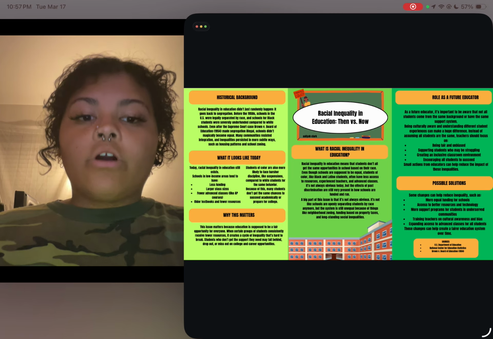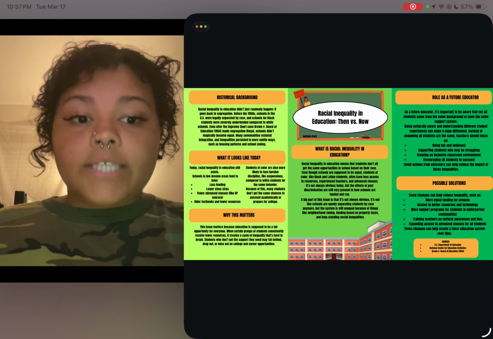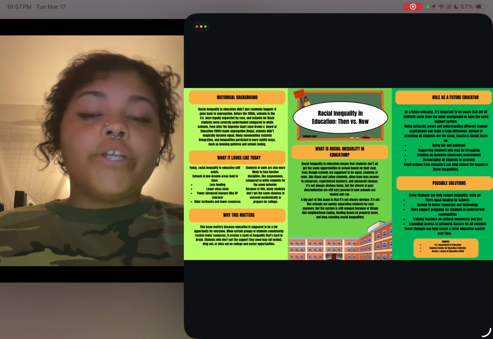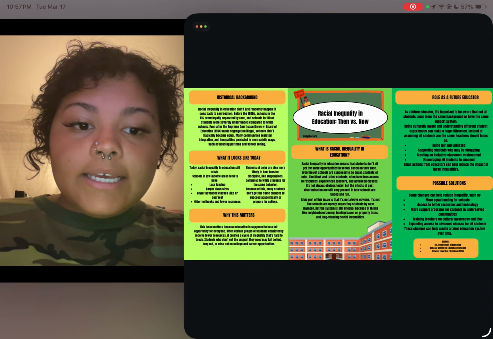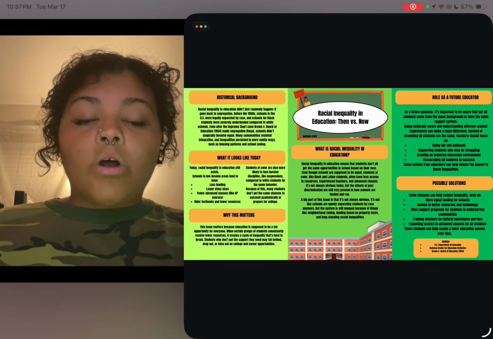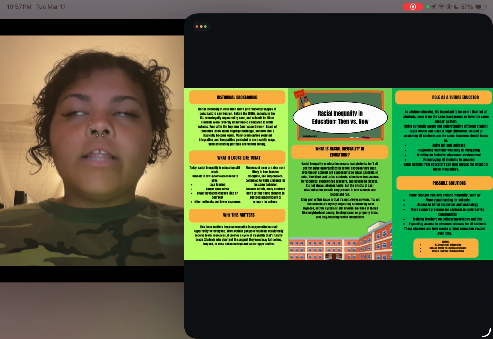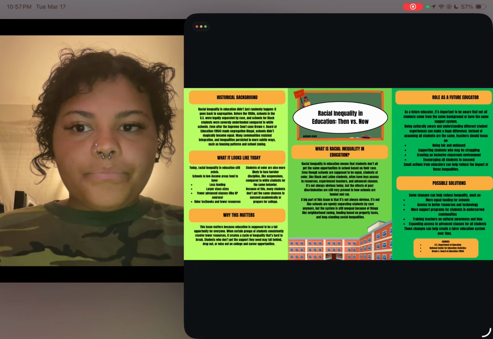Even though we are not deliberately segregating, there are still situations like neighborhood zoning, funding based off of property taxes, and longstanding social inequalities in our school system and in the way that our school systems are run.